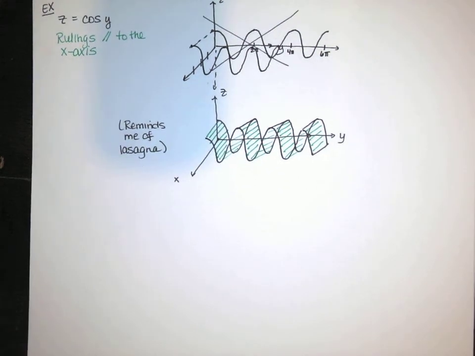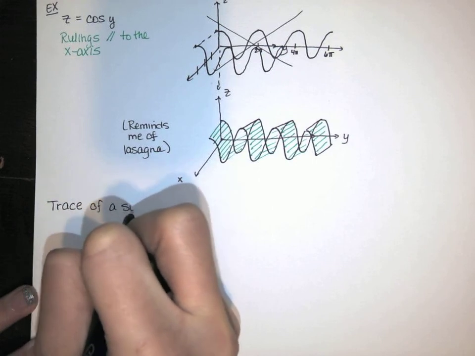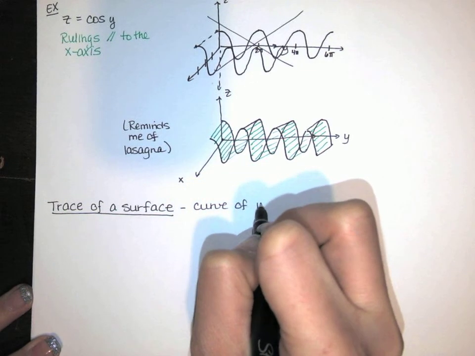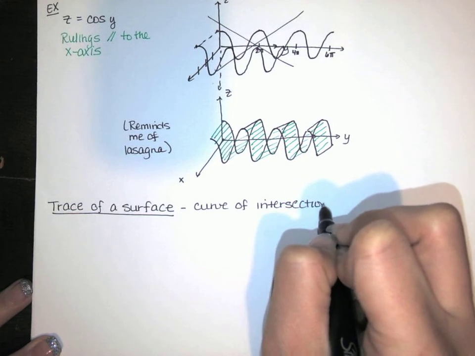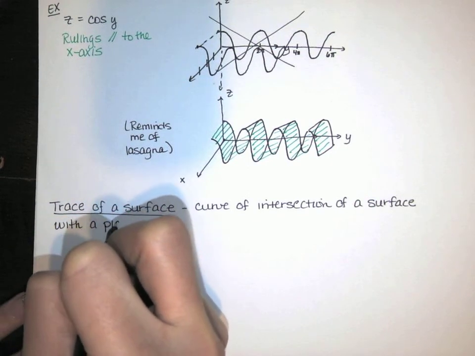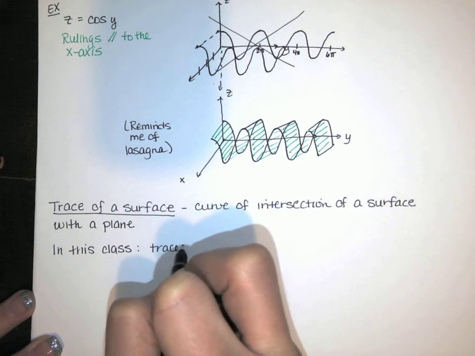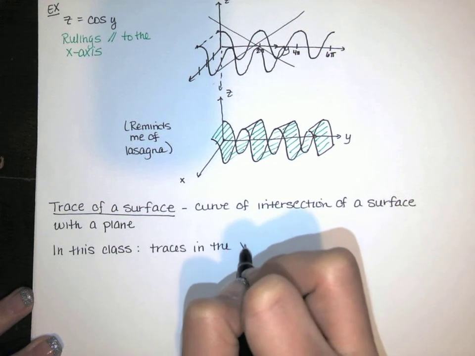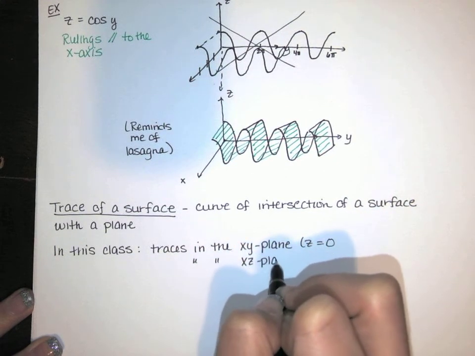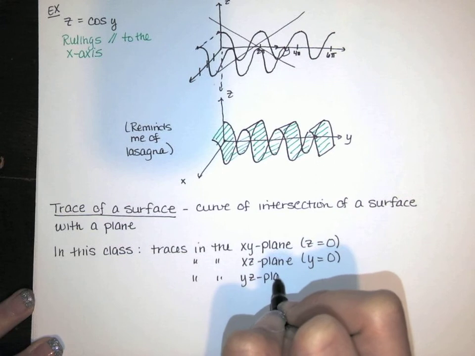So those are cylinders. Now, the trace of a surface, something we discussed briefly when we were talking about planes, it's the curve of intersection of a surface with a plane. And in our class, we're particularly interested in traces in the coordinate planes. So we want traces in the xy plane, that's z equals 0, remember, in the xz plane, that's where y equals 0, and then the yz plane, that's where x equals 0.